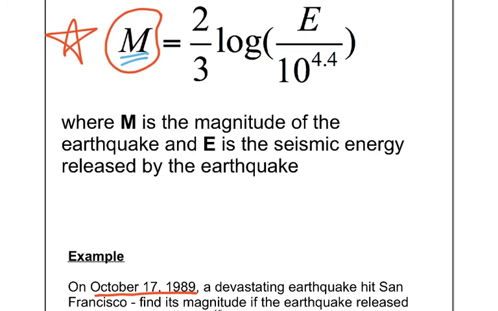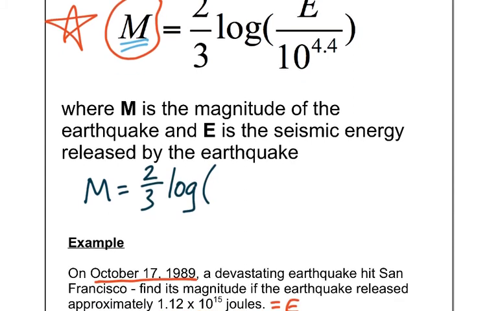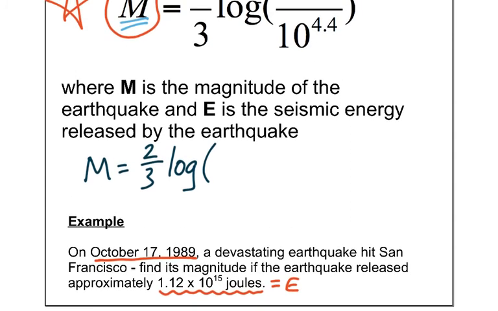M equals, the formula is 2/3 the common log, base 10, of E. Now the released energy was 1.12 times 10 to the 15 power. That's E. And then the formula says divide that by 10 to the 4.4. Great. Okay, so how do we put this in the calculator?